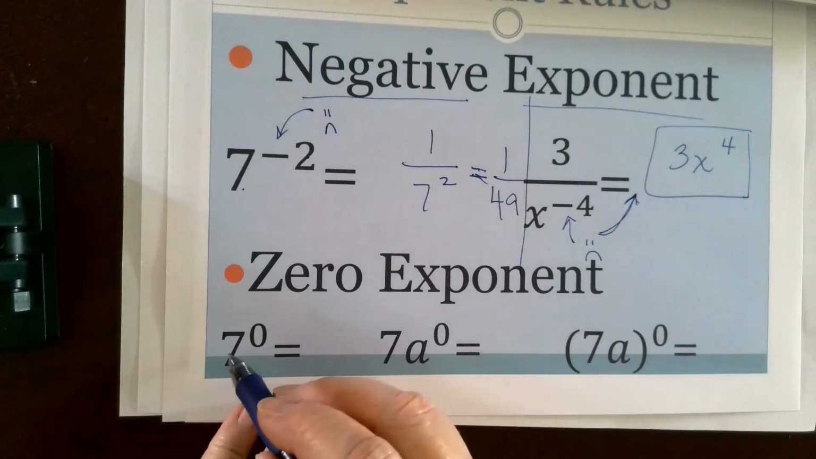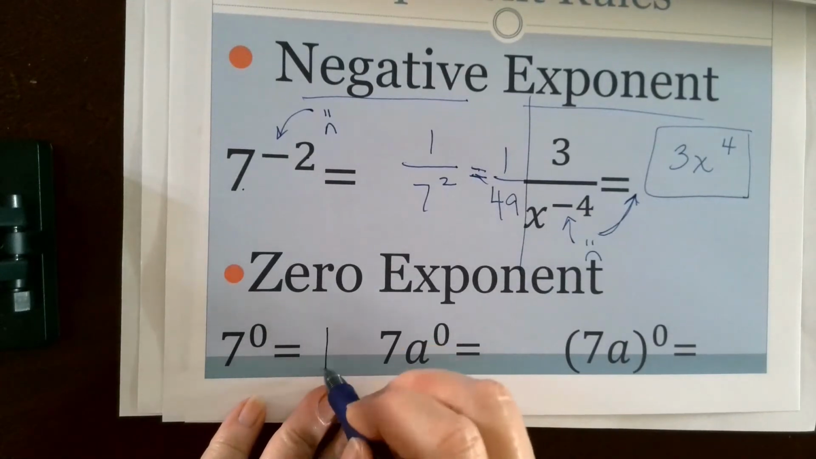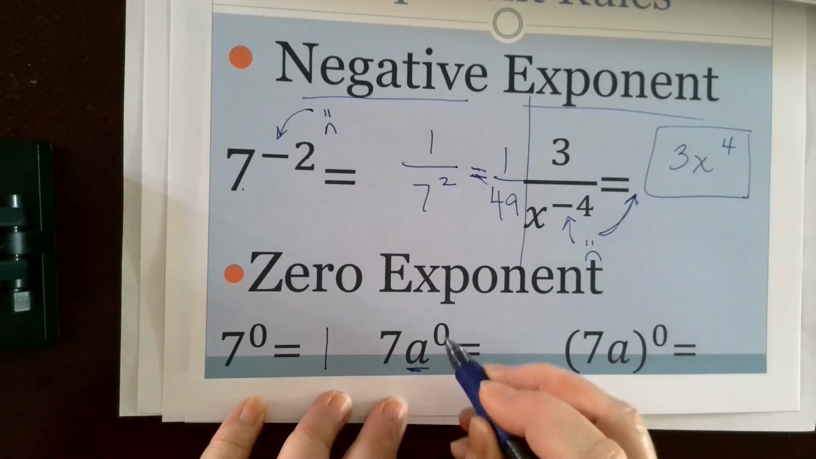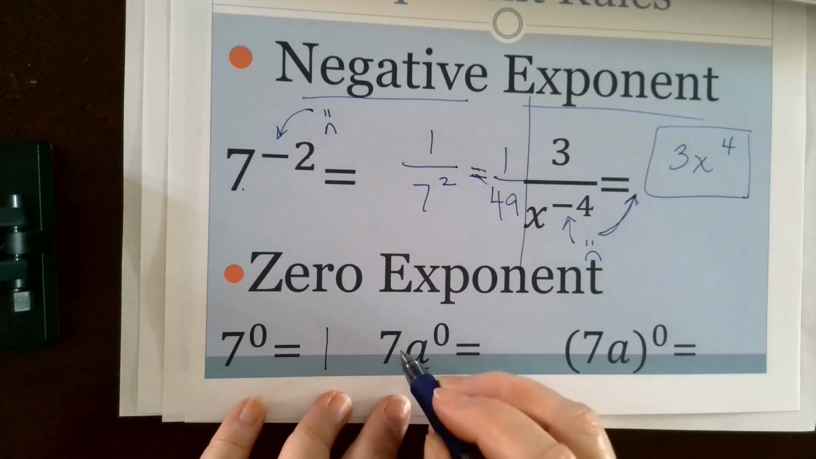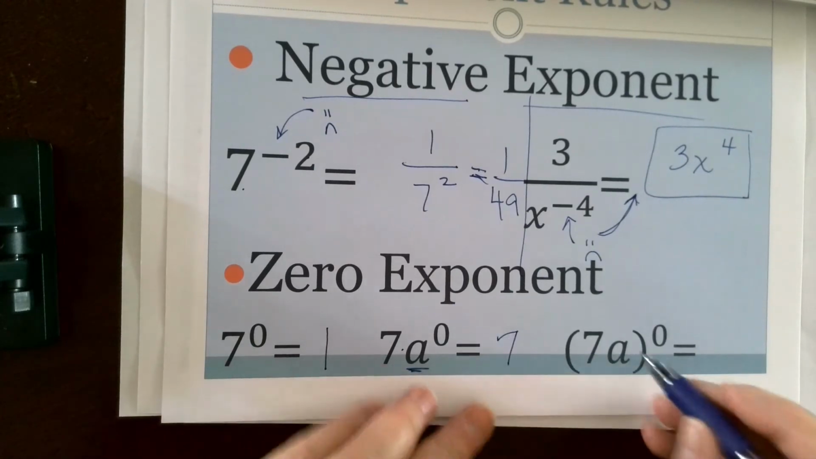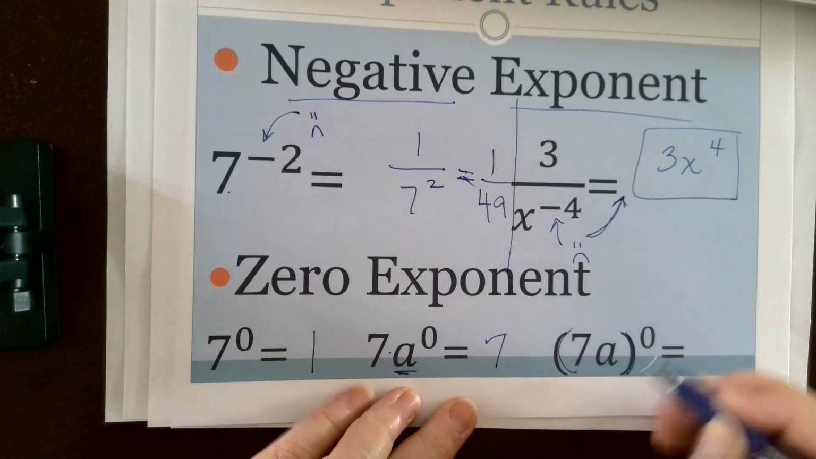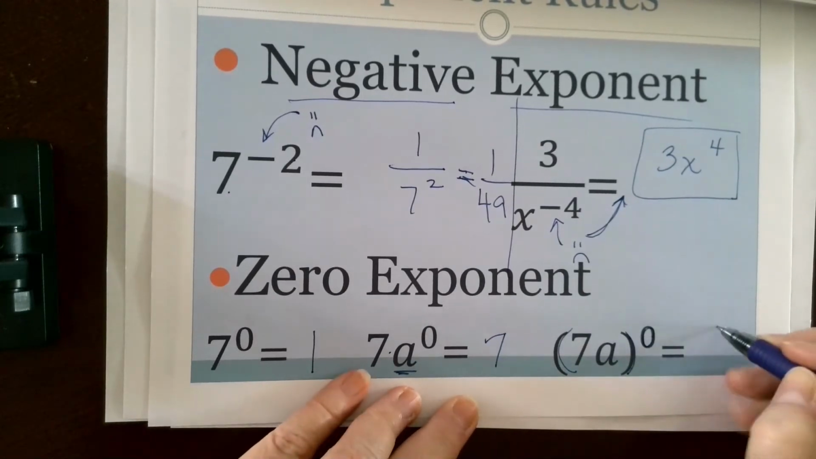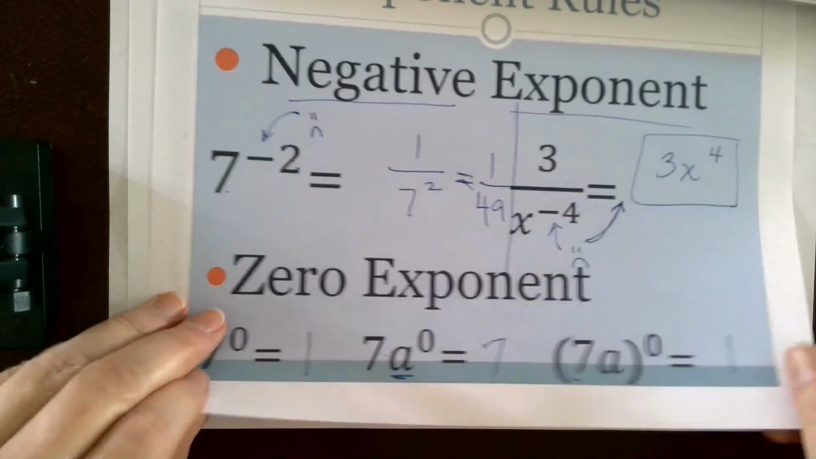And remember that anything to the 0 power is 1. A to the 0 power is 1 times 7. If the whole entire process is to the 0 power, the whole thing turns to a 1.